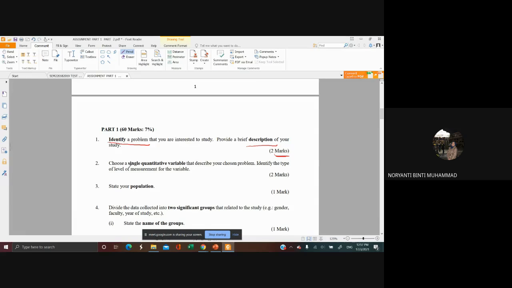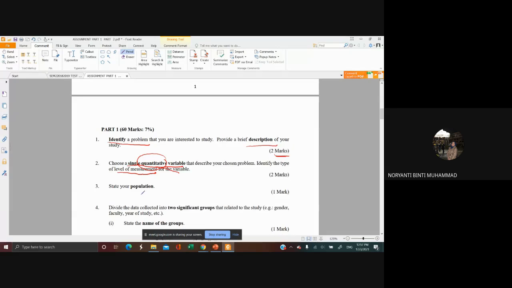And then choose a single quantitative variable. This one we've actually done when you did your title. When you chose your title, I dah checkkan sekali you dapat quantitative value, and I nak continuous, bukan number of. So far for the titles I dah approve, all of you have a continuous quantitative variable. And then you identify the level of measurement. You have 4: nominal, ordinal, ratio and interval. I rasa semua orang akan guna ratio, tapi check balik apa variable you.